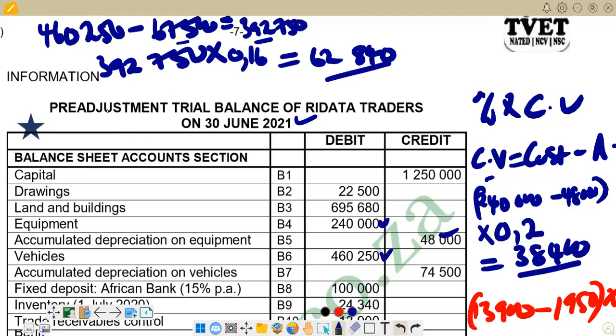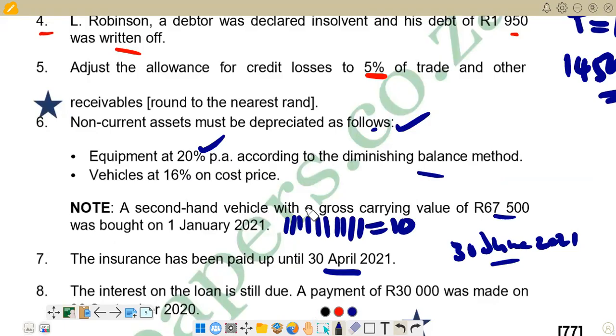Then you calculate for this one that was bought along the year. The depreciation rate is 0.16. Then you multiply by the cost of that vehicle that was bought along the year, and you go back to check how many months it stayed in the business. If you come back here, you would see that this vehicle was bought on 1 January 2021. So it stayed January, February, March, April, May, June. The year end was at the end of June. So we have 1, 2, 3, 4, 5, 6. So it stayed 6 months.